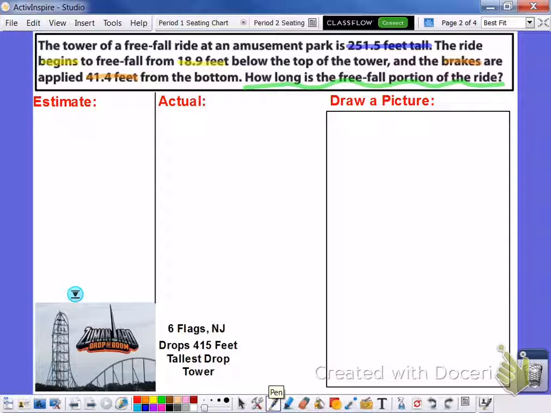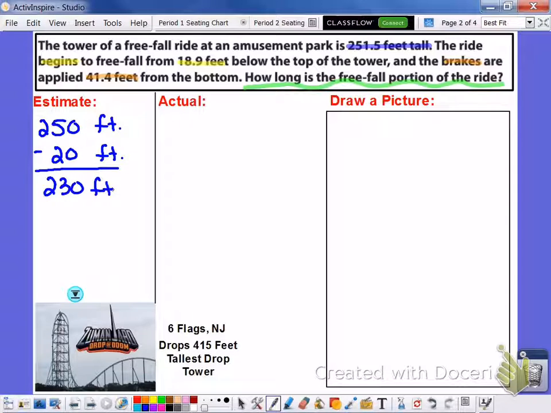So we think about an estimate. Okay, so our ride is about 250 feet tall. Free fall begins about 20 feet from the bottom. So far, we've taken away 20 feet of our free fall. So we're at about 230 feet. And then the brakes apply approximately 40 feet from the bottom. So again, we're taking away from that free fall, so subtracting. So we have about 190 feet of free fall.